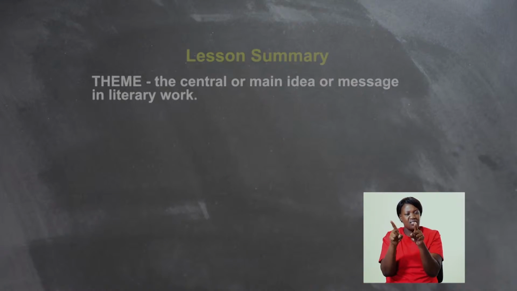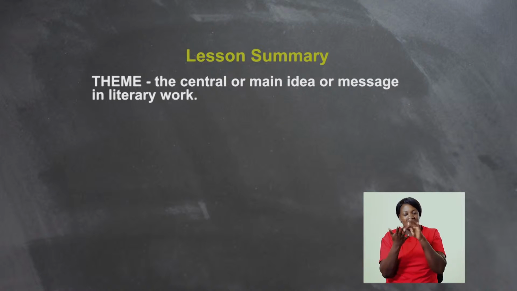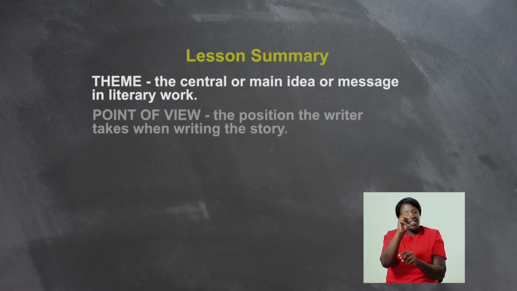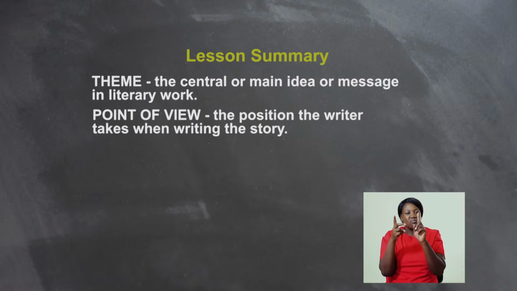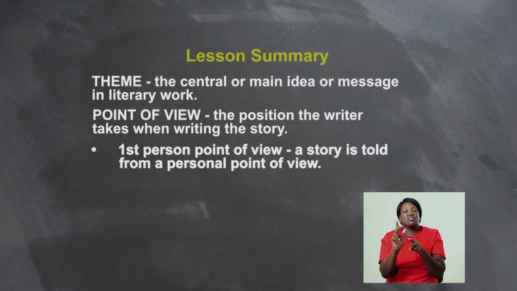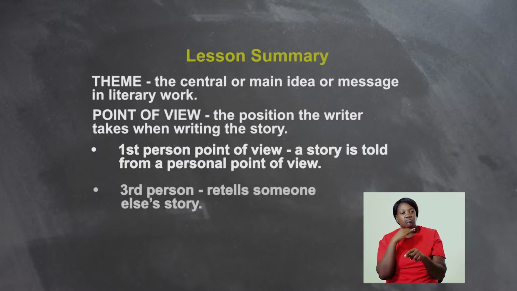This lesson focused on furthering your understanding of literary terms. You learned about the theme, point of view, and style in literary works. The central or main idea or message in a literary work is called a theme. The point of view refers to the position the writer takes when writing a story. First-person point of view is when a story is told from a personal viewpoint. Third person retells someone else's story.